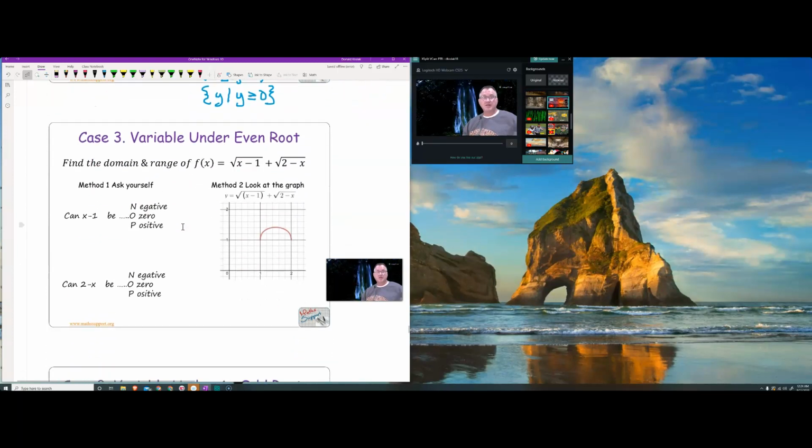Okay, so our next one, we have a variable under an even root again, but we've got 2 of them. All right, so each one of these is not allowed to be negative. They can be 0. The result can be positive. The result just can't be negative.